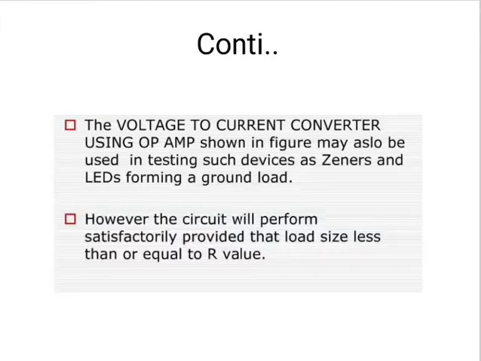Now the voltage to current converter using op-amp is shown in the previous figure, and it may also be used in testing such devices as Zeners and LEDs forming a ground load. However, the circuit will perform satisfactorily provided that the load size is less than or equal to the R value.